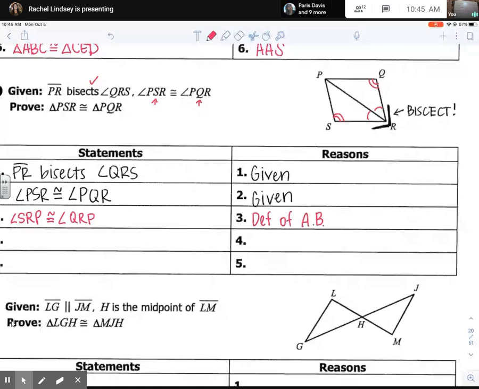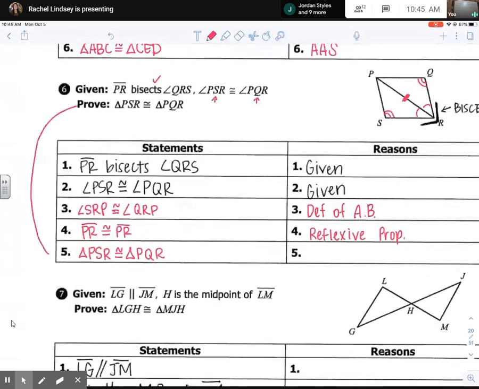So I'm putting PR and PR because those are in the same position up here. They're corresponding. P goes with P, R goes with R. So PR is congruent to PR. And how do I know that? Reflexive property. Then I have triangle PSR is congruent to triangle PQR. I got that just from the proof part, just brought it straight down. How would I know those two triangles are congruent? Angle, side.